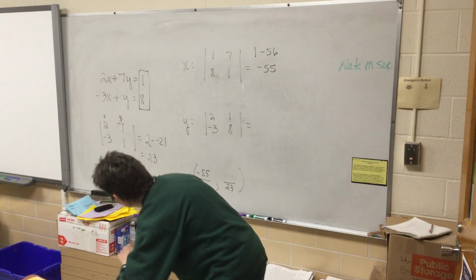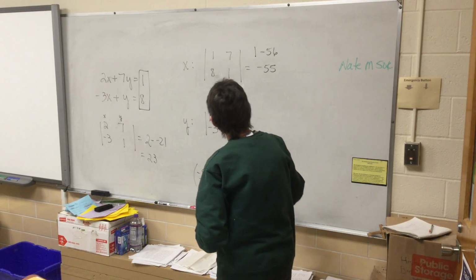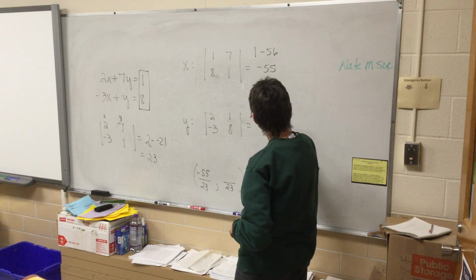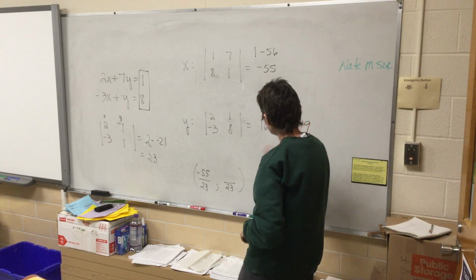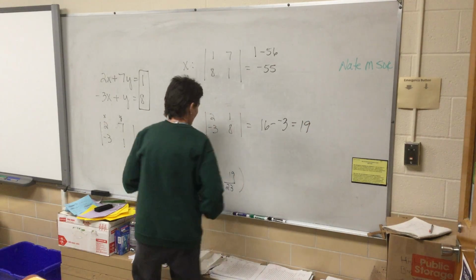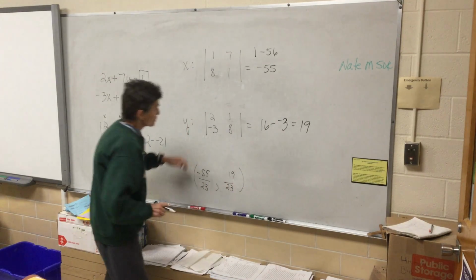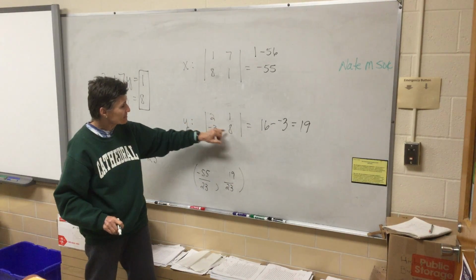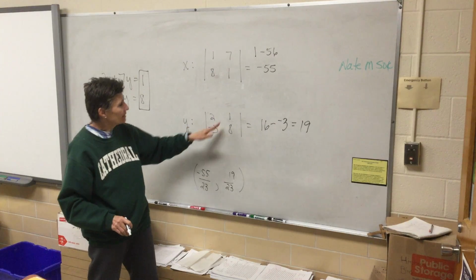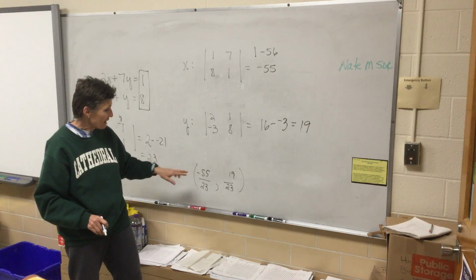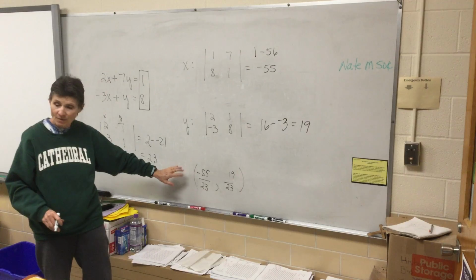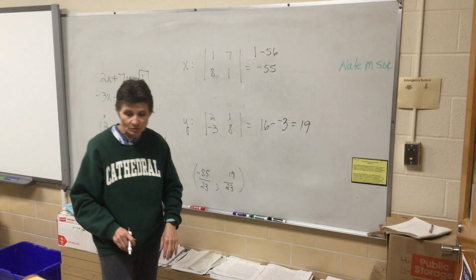19. He got 19. I haven't even done it yet. I think he's right. 16 minus negative 3. Very good. It is 19. So 16, 2 times 8, minus negative 3. Perfect. And nothing reduces there, so that's just it. That's the answer to the question.